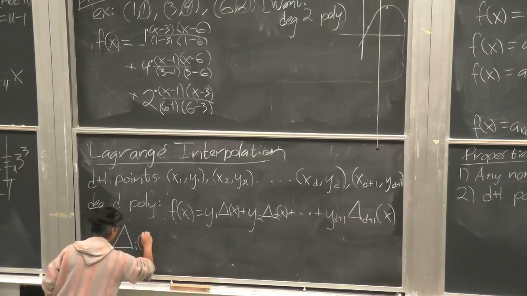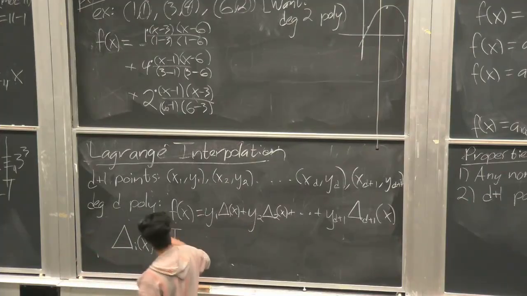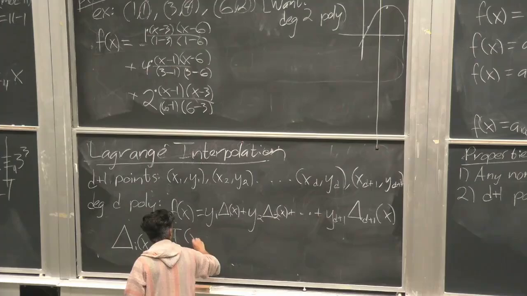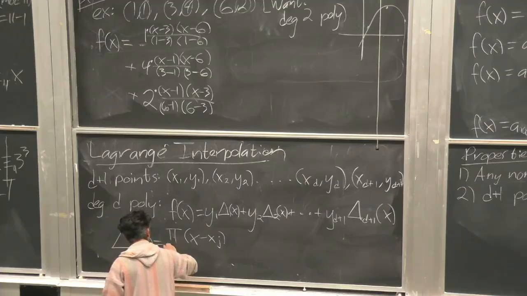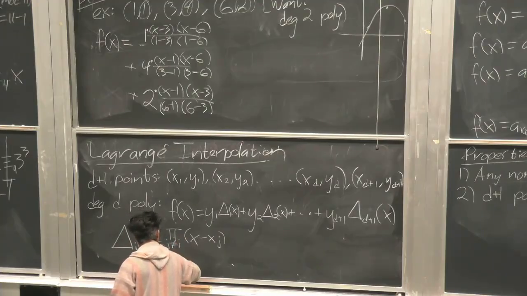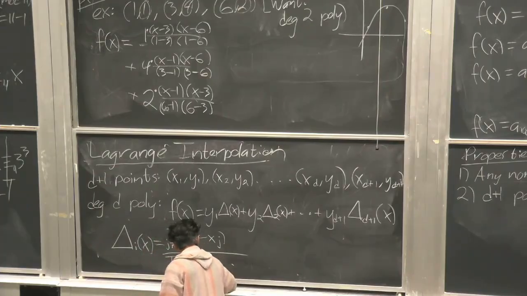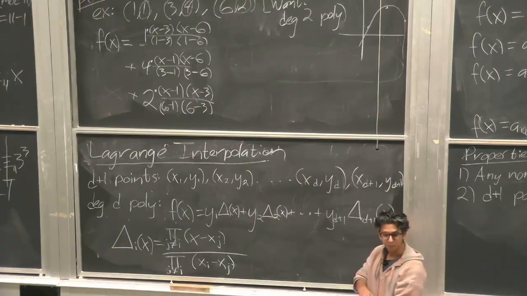Delta i of x is defined as the product. This is product notation instead of summation notation. It's going to be the product of x minus xj, for all j not equal to i. We're just going to write this out and talk about it afterwards. The product of everything j not equal to i, and this is xi minus xj. Jargon, right? Just a big formal mess.